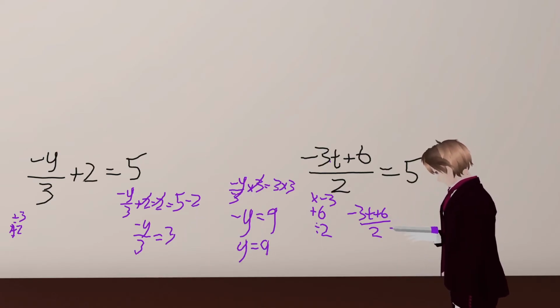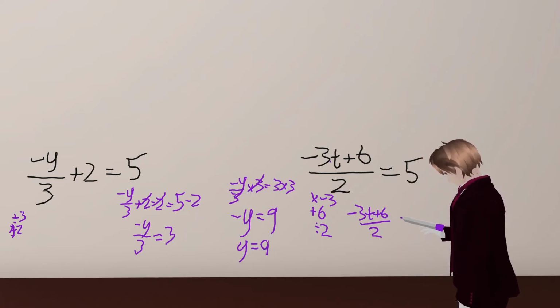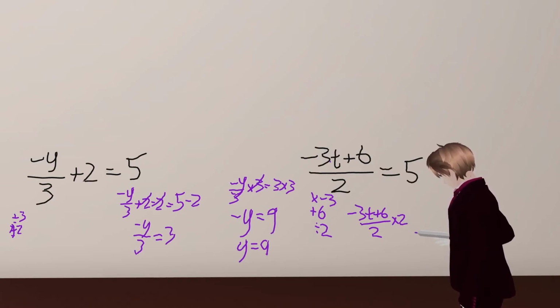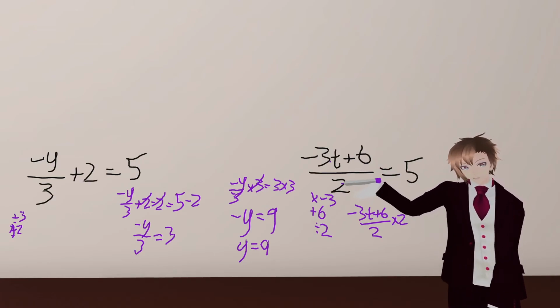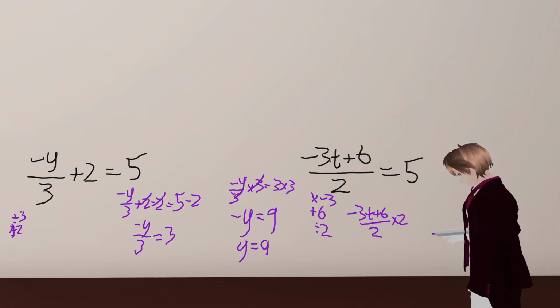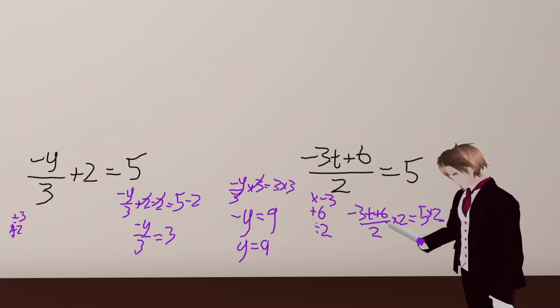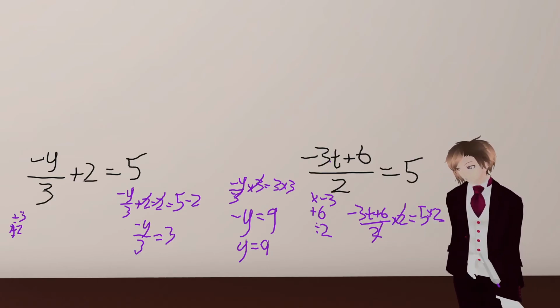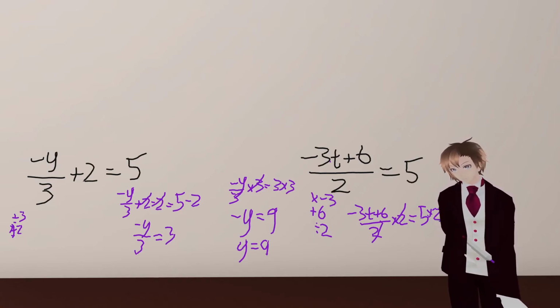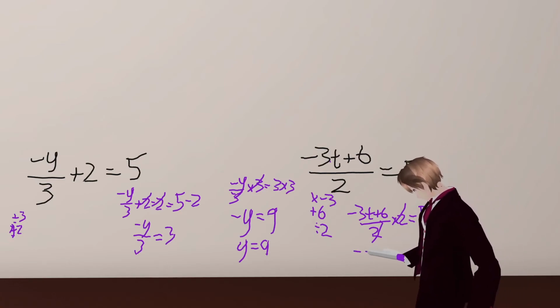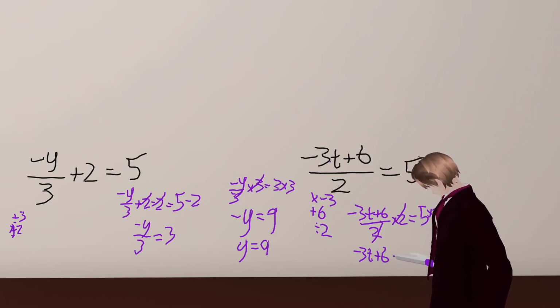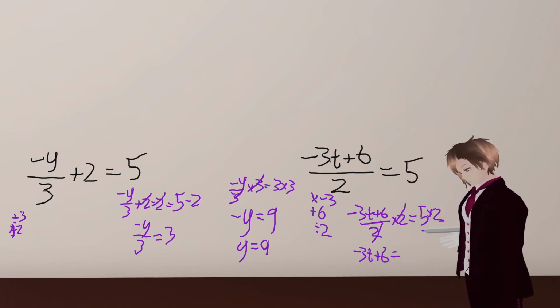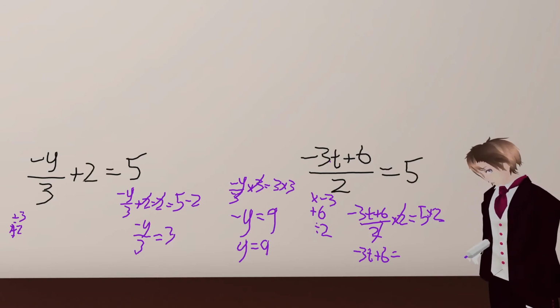So I just wrote down the left side of my equation. We're going to times it by 2. And what we do to this side, we do to this side. So this is equal to 5 times 2. So this 2 is going to cancel with this 2, and we're going to get rid of it. We have negative 3t plus 6 equal to 5 times 2 is 10.